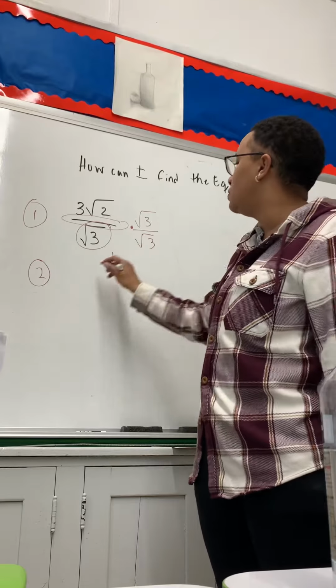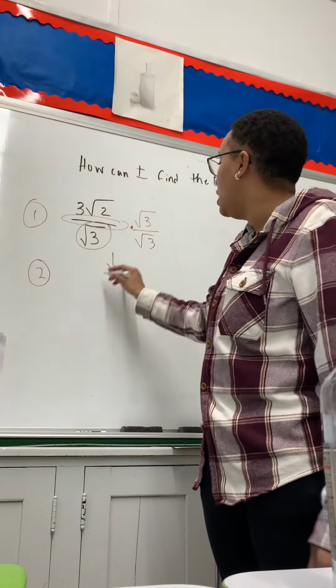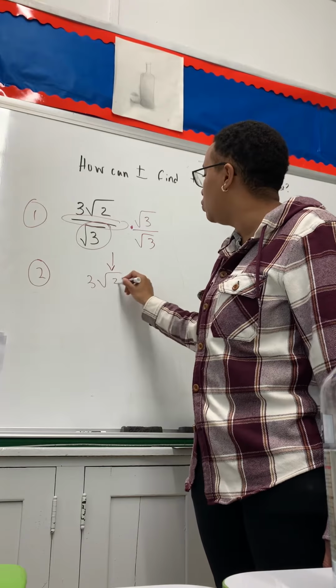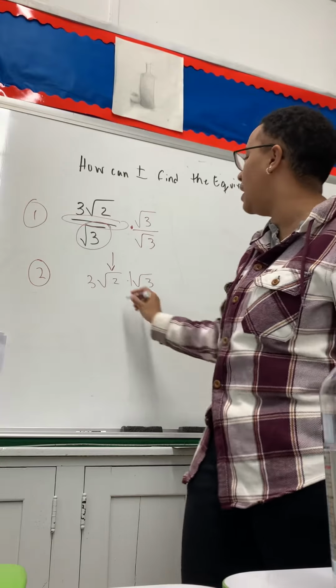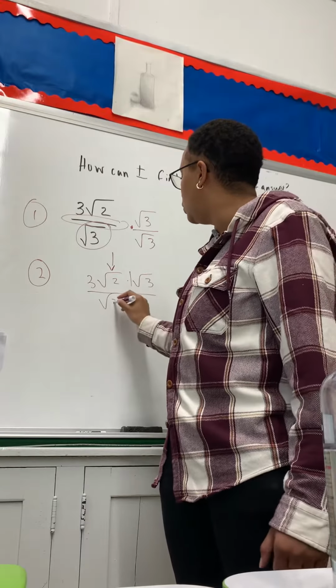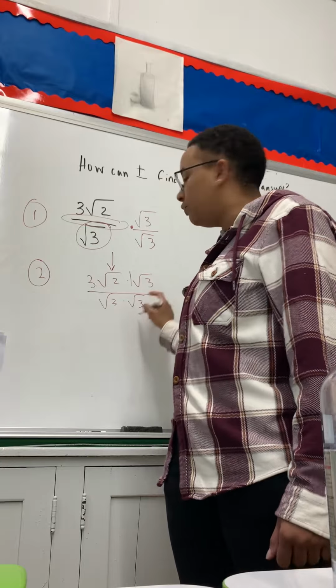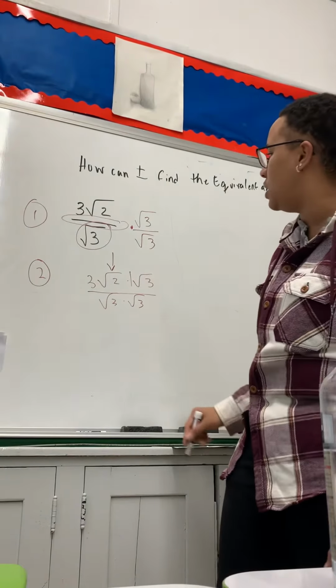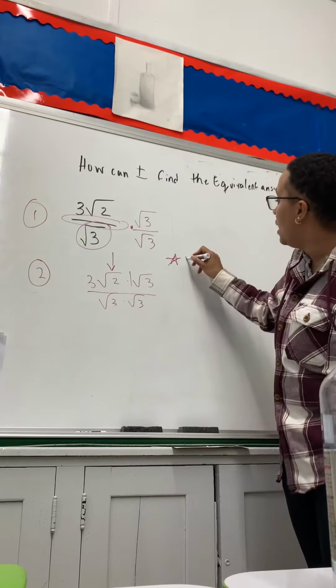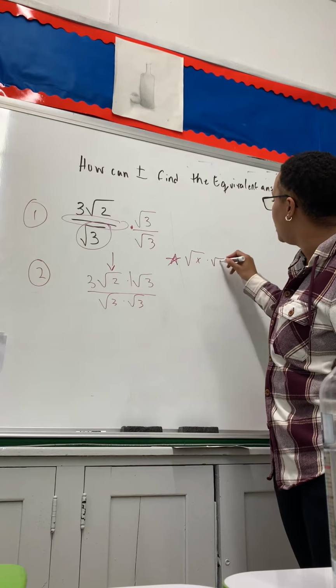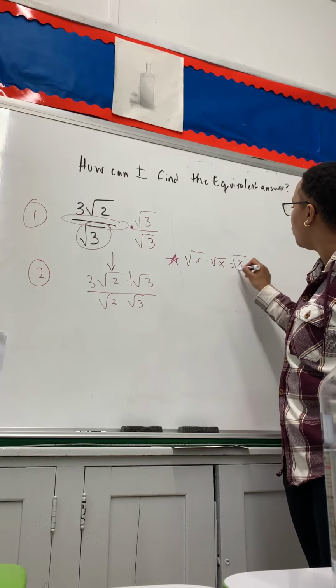I know that I am multiplying across, so let's go ahead and do that. 3 radical 2 times radical 3. Remember, there is a 1 in front of that. And then I have radical 3 times radical 3. For those of you that know how to do this right away in your head, you will remember that a radical times a radical equals itself.